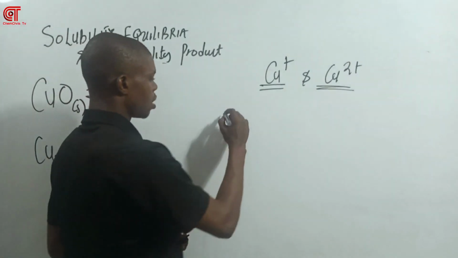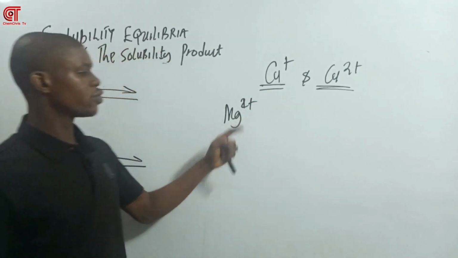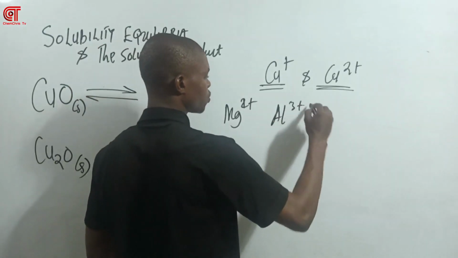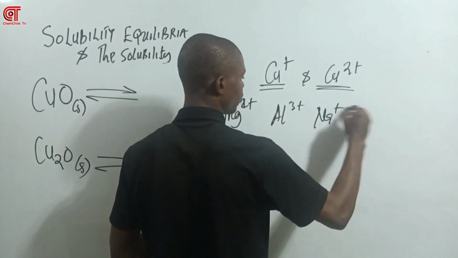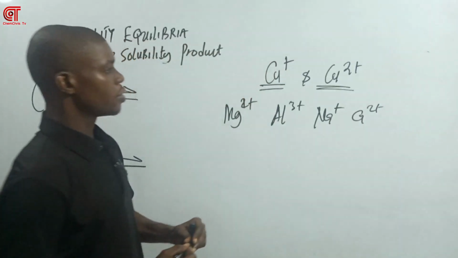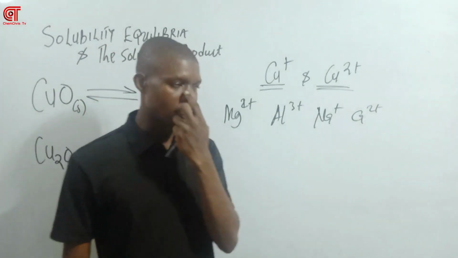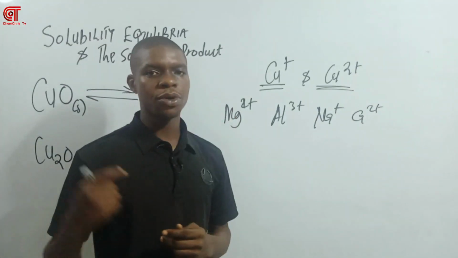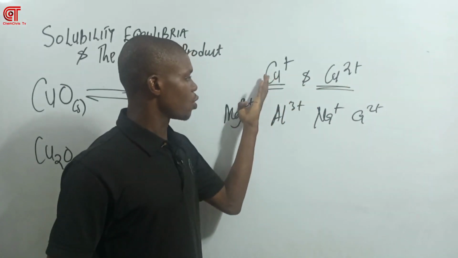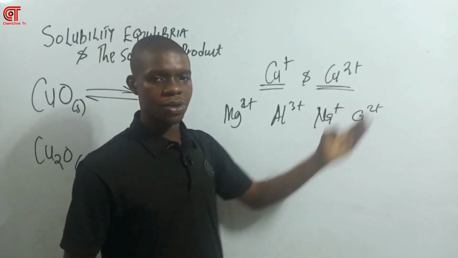Unlike this one here, magnesium only has 2+. You get, aluminium only has 3+. So they only have one oxidation state here. Calcium only has 2+. You get? So the transition metals are not like normal metals, right? Transition metals have variable oxidation states, which we are seeing here with copper. So here we can have copper 1 ion and copper 2 ion.